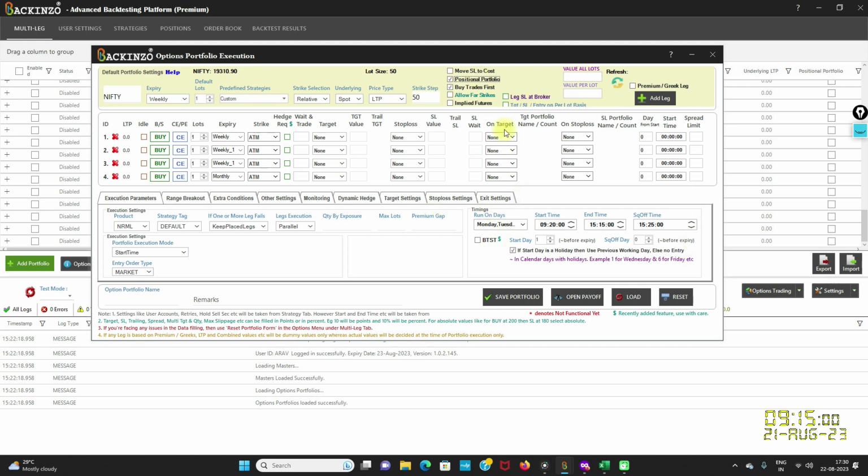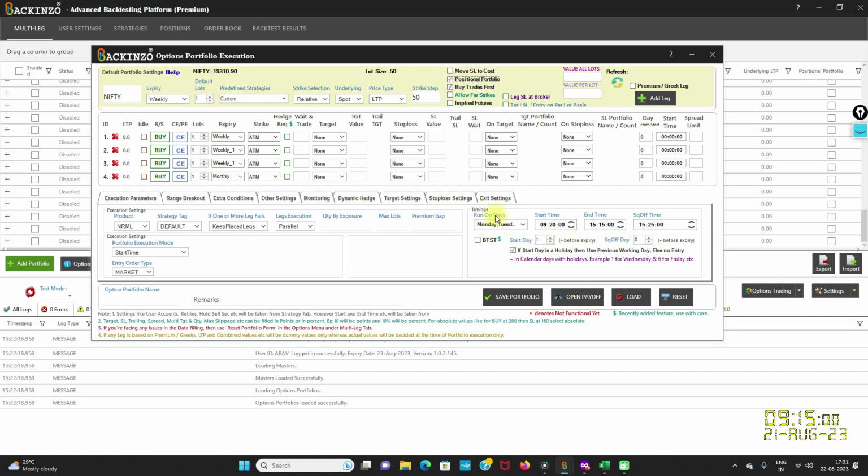So this is the timing area. Whenever you click this checkbox, these fields will come in front of you. As you can see, these fields are not visible when you have unticked this positional portfolio checkbox. But the moment you tick this checkbox, these additional fields will come in front of you. That is BTST, start day, square off day, and run on days.